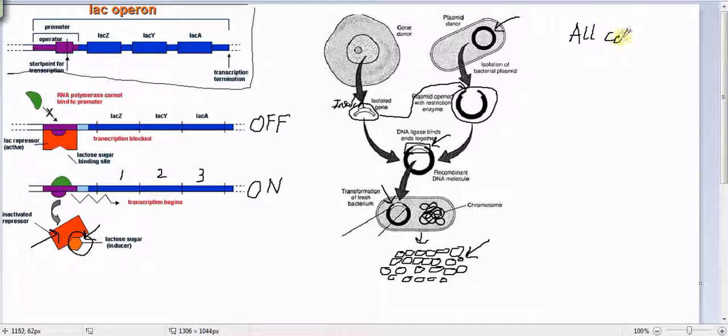Right, so all cells contain all genes. All your cells have the exact same DNA. And that doesn't go just for types of cells, for muscle and bone cells, but also for points throughout your life. So your cells, when you're a baby, when you're an infant, have the exact same DNA as you do when you're 80 years old. That doesn't change throughout your life.